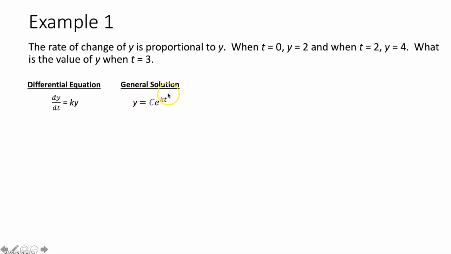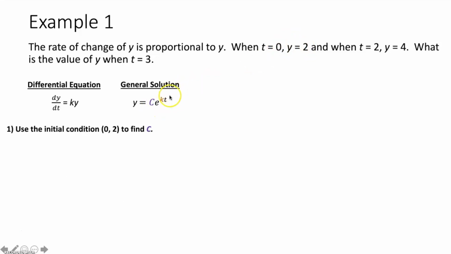Now we can use this general solution and the initial conditions that have been provided in order to solve for our c value and our k value. Then we can use that particular solution to solve for y when t is equal to 3. So let's use one of our initial conditions to solve for c. The one that's always going to help you solve for c is when your independent variable t or x or whatever that is equal to 0. So this initial condition 0, 2, we're going to use that in order to solve for our c value.